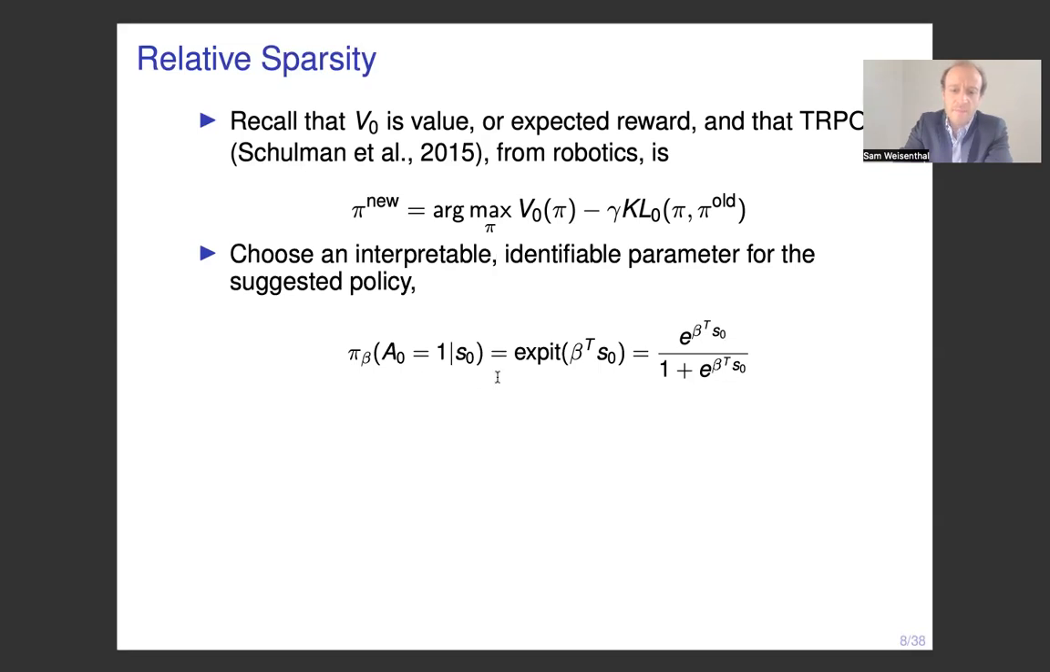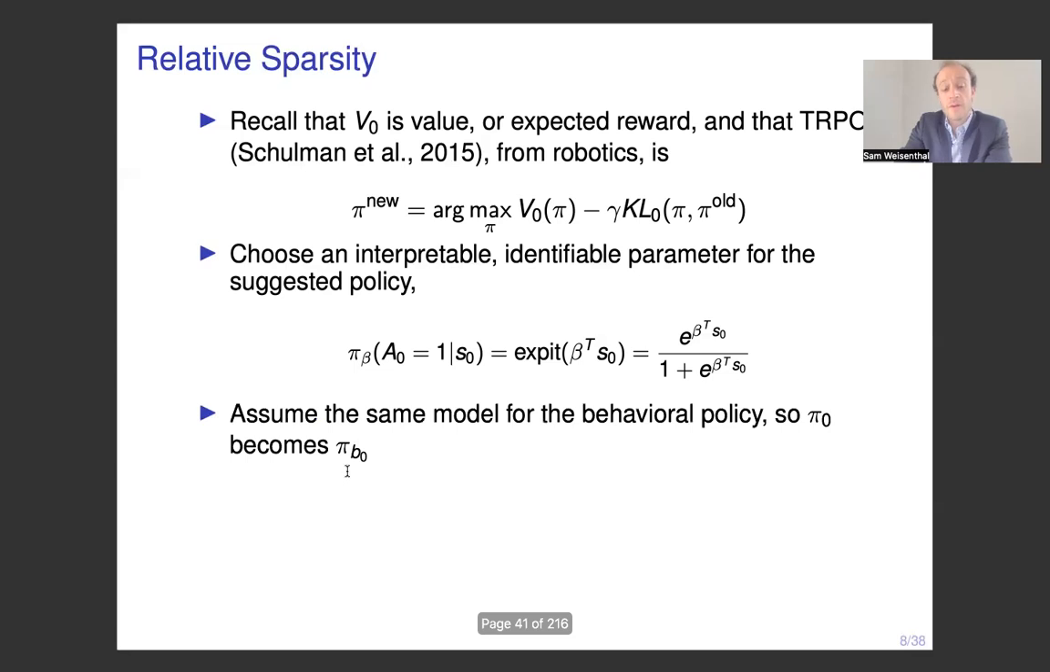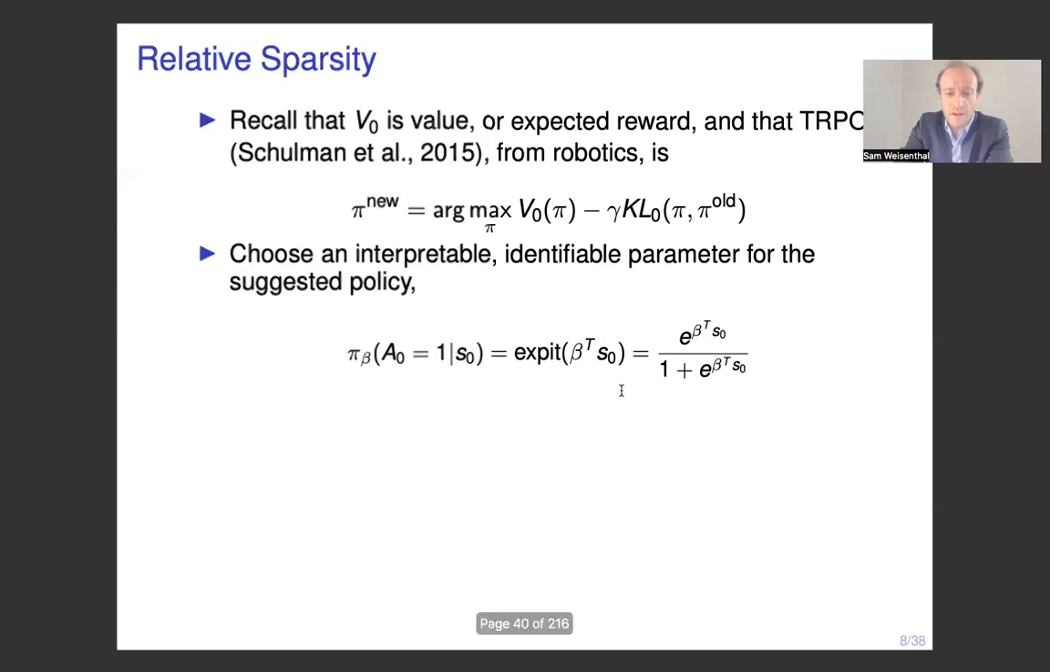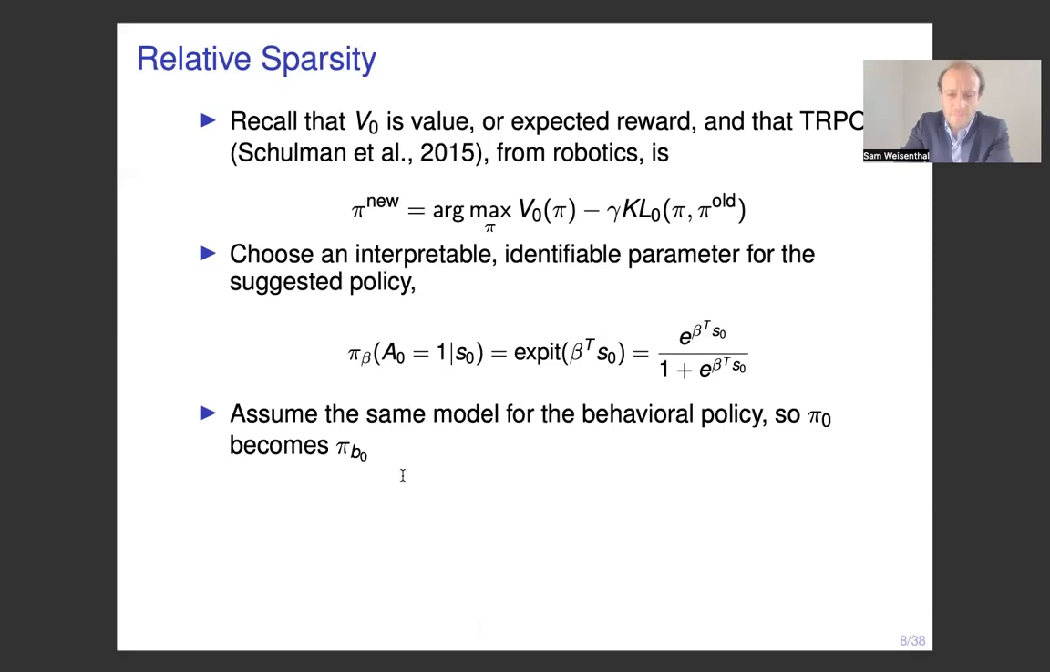So we define the policy in this way, and then we sample the action itself from a Bernoulli distribution, which is parameterized by pi beta. We're going to assume the same model for the behavioral policy. So pi naught, the data generating policy, will become pi of b naught, where b naught is some finite dimensional parameter. This is more of an assumption. The first point is really more of a requirement. This point is more of an assumption, and this could potentially be relaxed in future work.